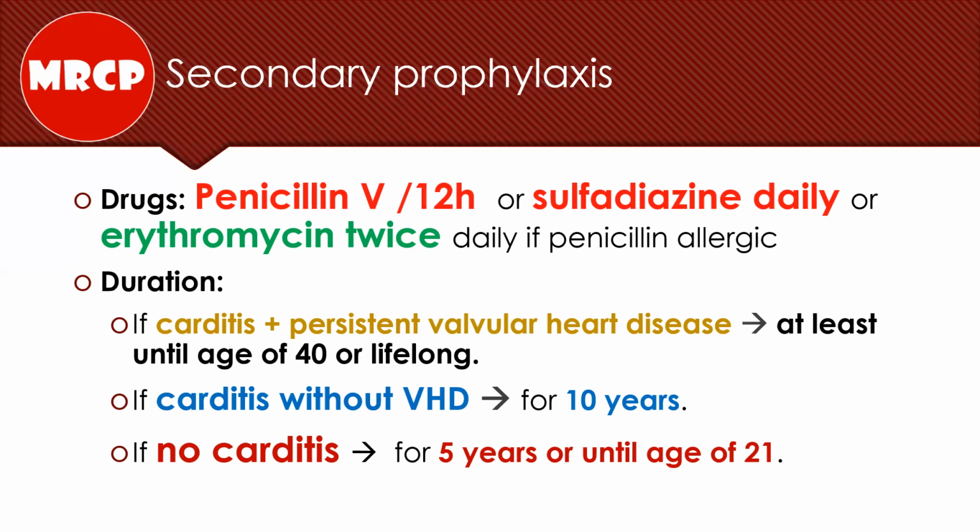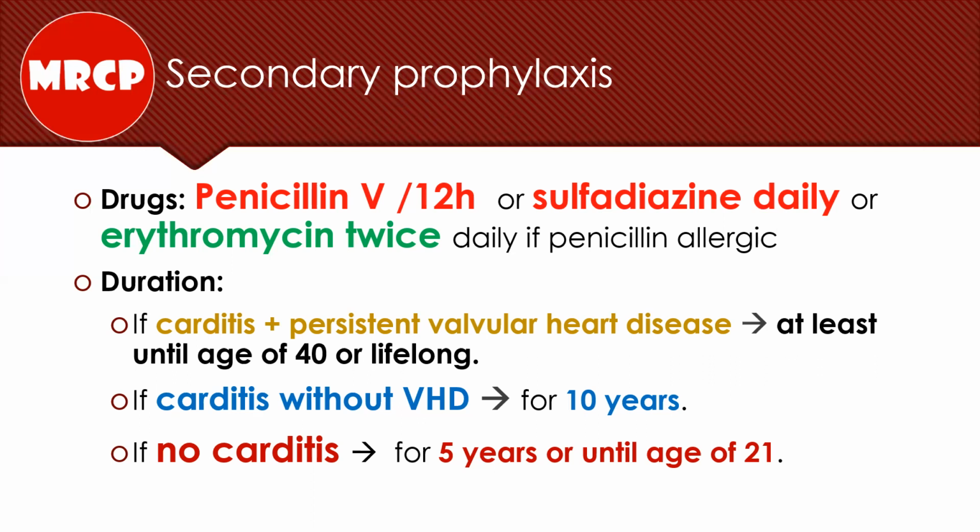Basically, we use penicillin V every 12 hours, or we use sulfadiazine daily, or we use erythromycin twice daily if the patient is penicillin allergic. So these are the basic three antimicrobial agents, or antibiotic agents, that we use as secondary prophylactic agents in patients with rheumatic fever.